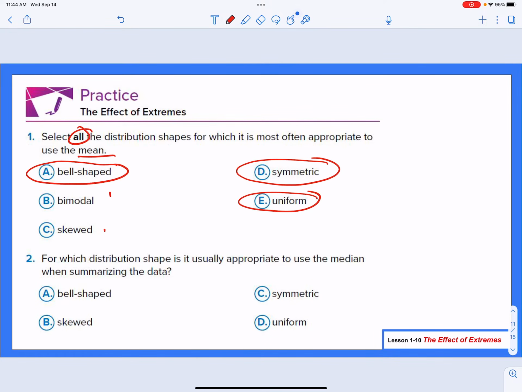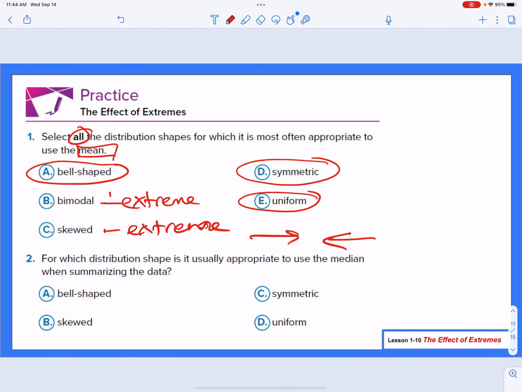It's not going to work too well because the mean is that average adding things up. You want to have nice balance, nice bell shape, so things are nice and simple. With bimodal, you're going to get those extreme kind of values there. And if it's skewed, you already do have some extreme values that are going to pull the data one direction or the other. For which distribution is it appropriate to use the median? Okay, when it's median, we could definitely say if it's skewed, the median is going to keep the same because you can ignore the extreme values.